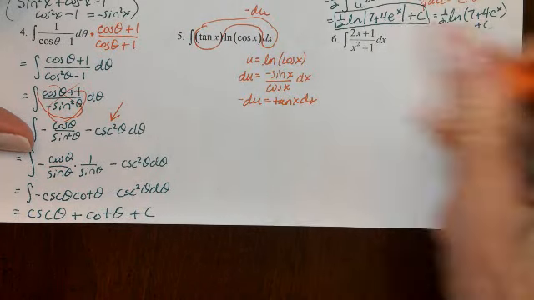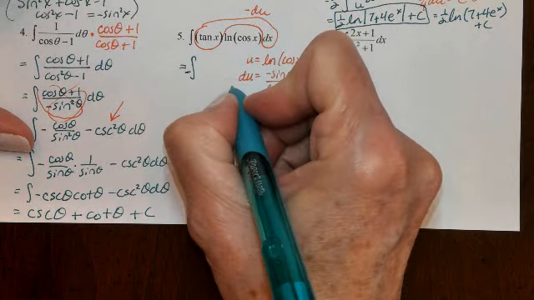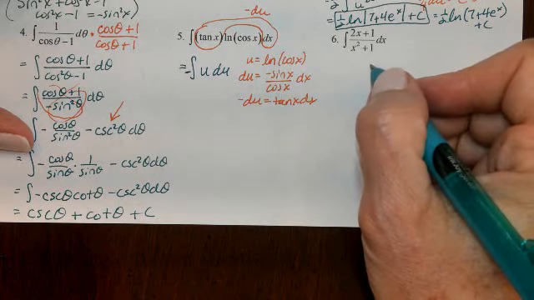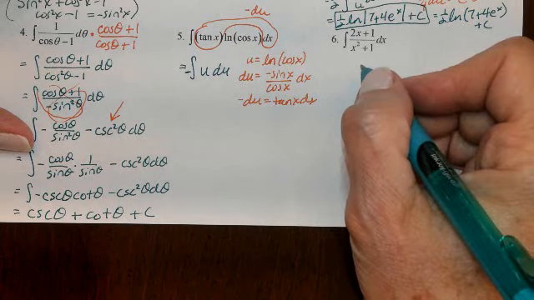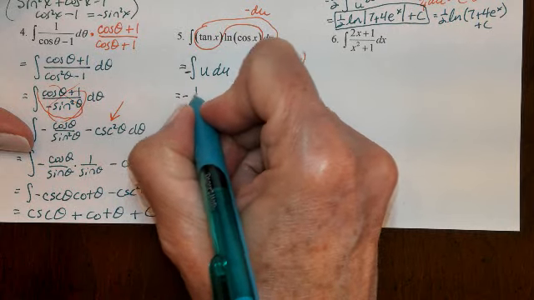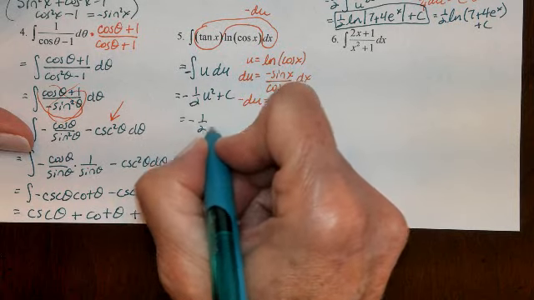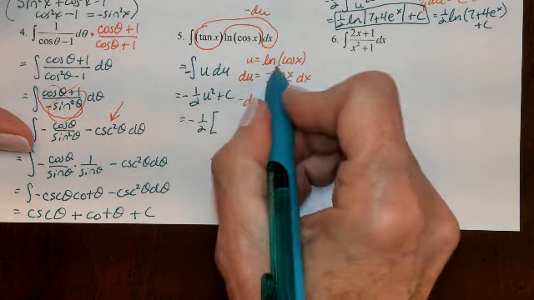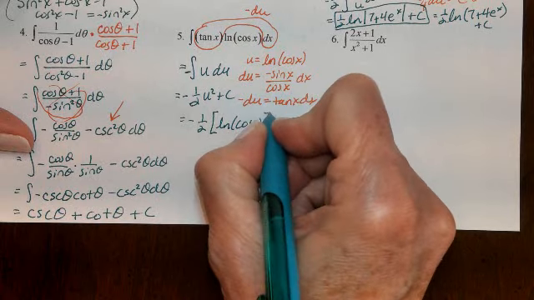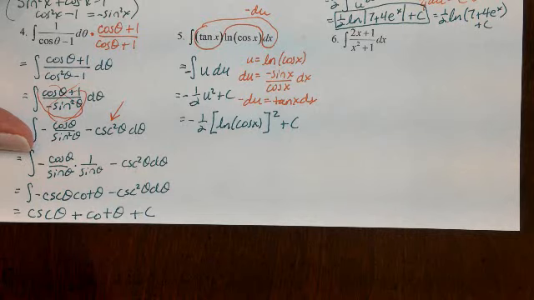So we have here the negative integral of u du, power rule time. So we always get down to something that we can use the power rule on. So this is negative 1/2 u squared plus c. Put back in our x's, so negative 1/2 natural log cosine x squared plus c. That's it.